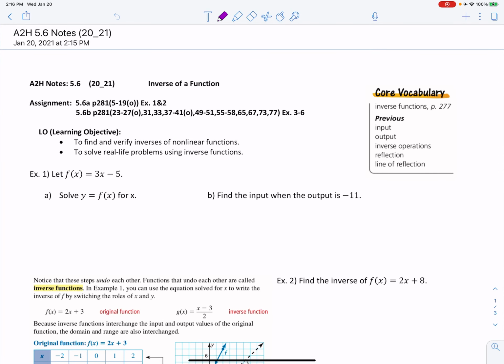Algebra 2 Honors 5.6a, and then we'll split it for 5.6b in another video. In 5.6a, we're just going to look at examples 1 and 2. And we're starting to look at an inverse of a function.